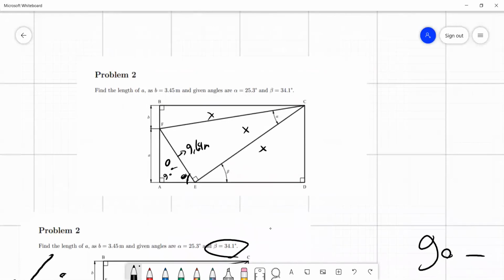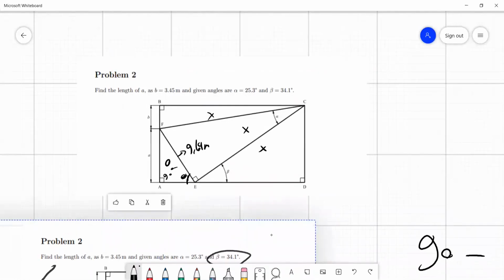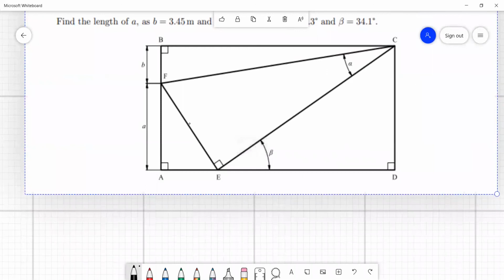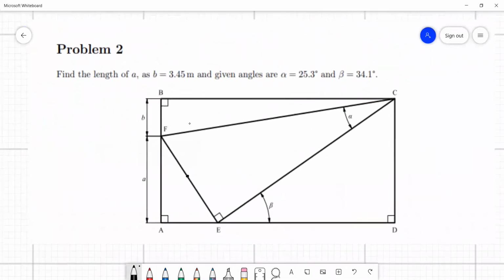Let's go back to the problem. So now we just found out the interest angle. So this angle is 55.9 degrees. So we write it: 9.64 meters, 55.9 degrees, and this is 90 degrees. And what we're looking for is A, just A.